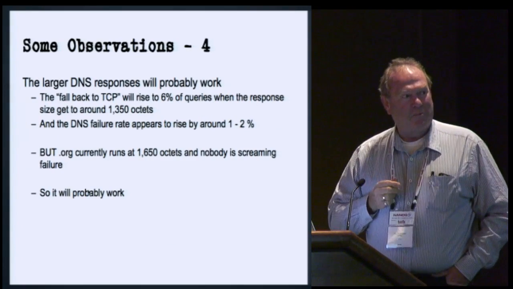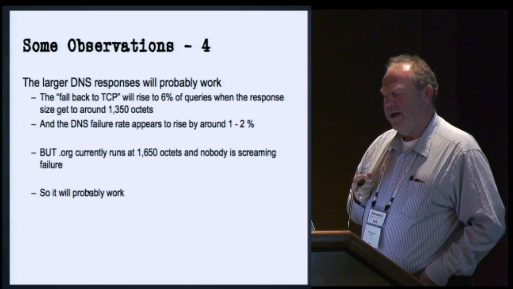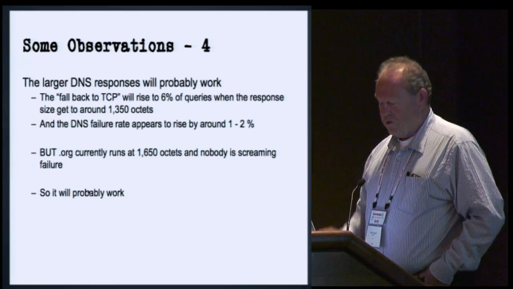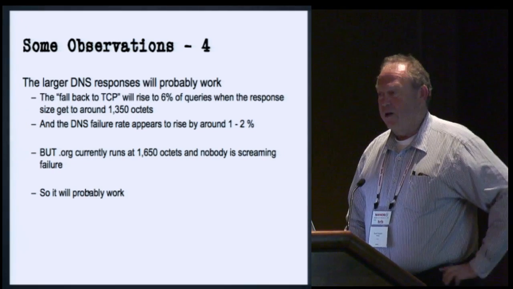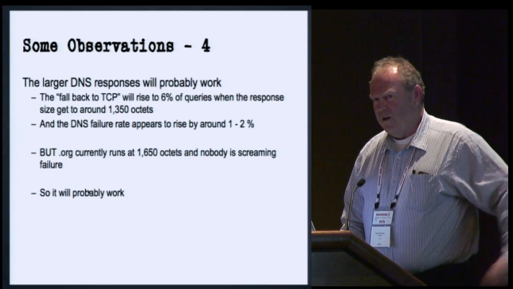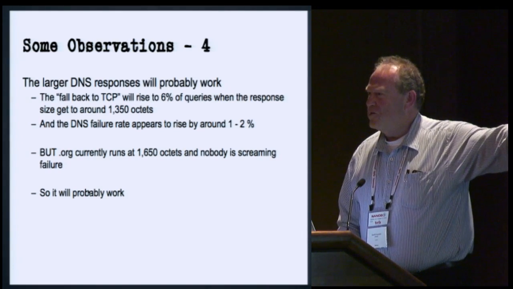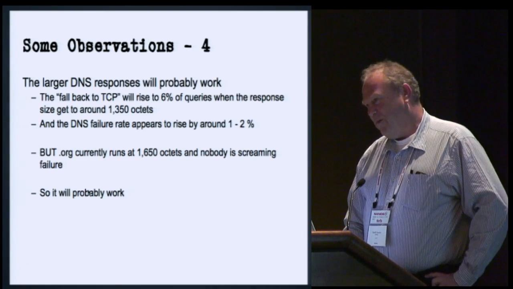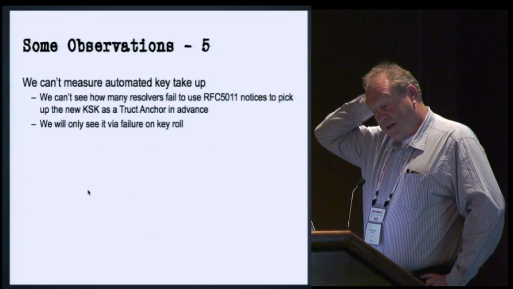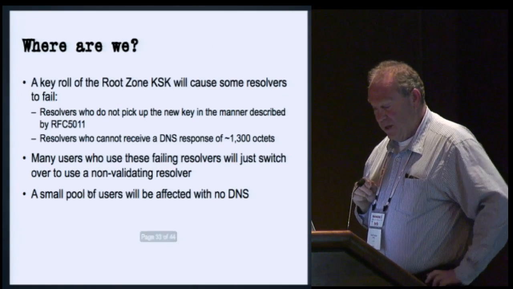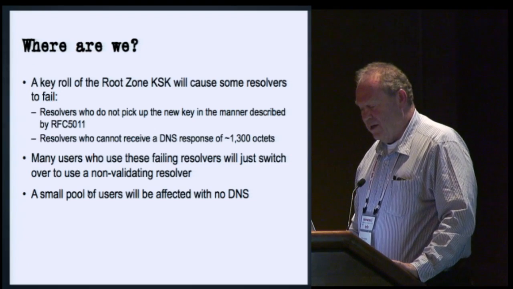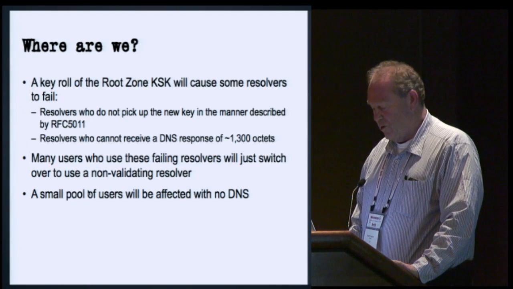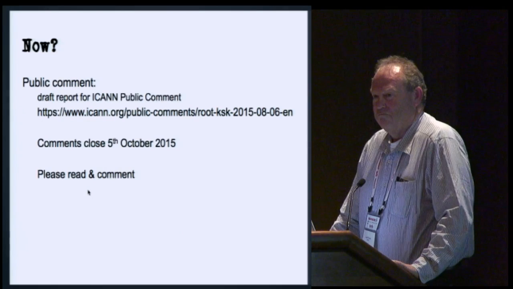This is the DNS response size. Even at 1300 octets, around 6% of resolvers don't like it. They will give you a small EDNS0 buffer size, they'll back off to TCP. The TCP load at the root will rise as a result of this. But when we looked at .org, it was running 1650 octets in its response, and no one's complaining that .org is broken. So maybe response sizes aren't as big a problem as we thought. I've just said we can't measure 5011, and that's bad. So when we roll the key, we're just not sure. There will be a bunch of folk who won't follow us, a small pool of users, and we have no idea. That's the way it is.